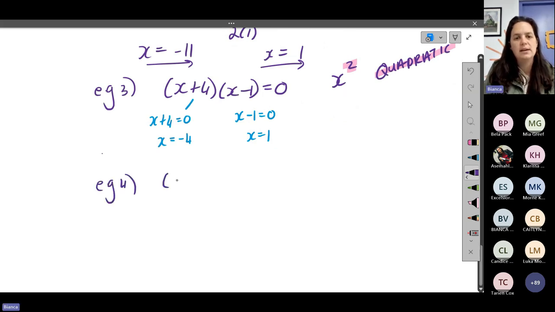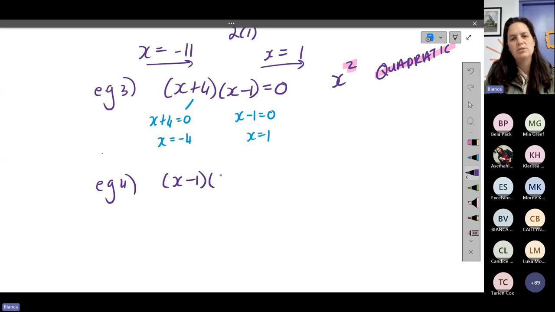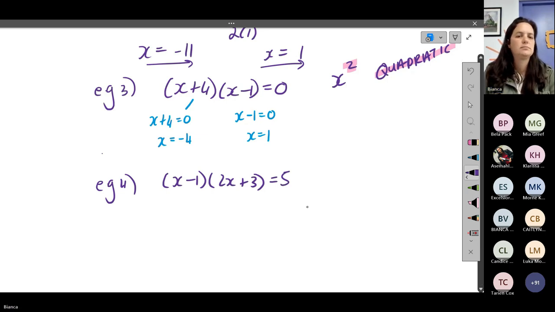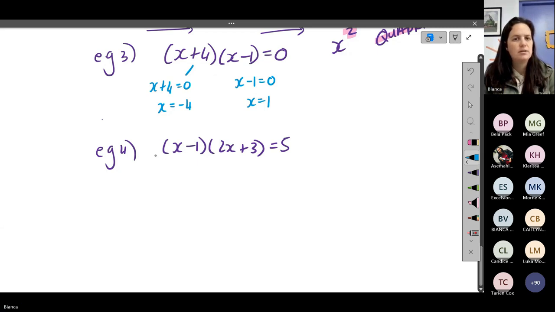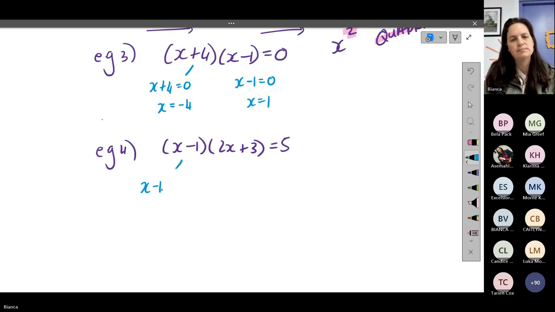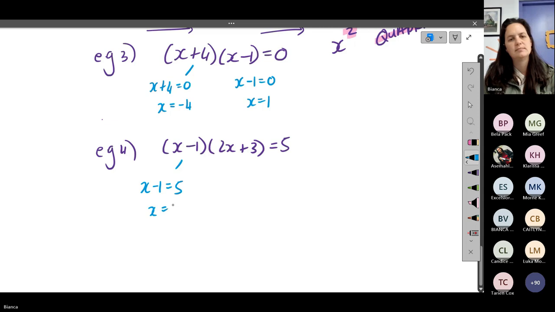Okay, let's do this one. X minus 1, 2x plus 3 equals 5. Can I go straight to my answers here? But it's factorized. Can you see it's 1 term here? So it's in factorized form. So can't I just do this? Can I just do this?